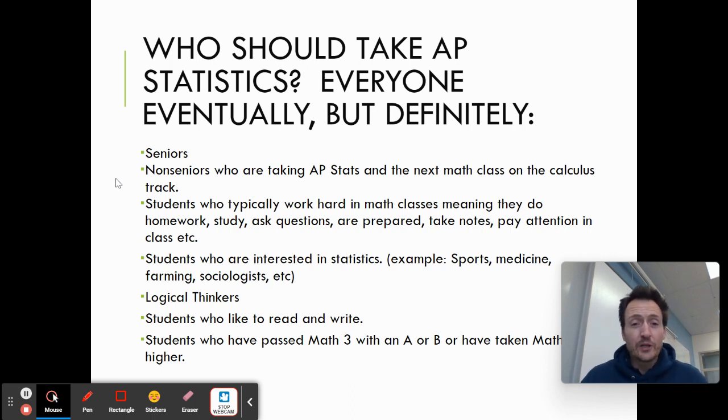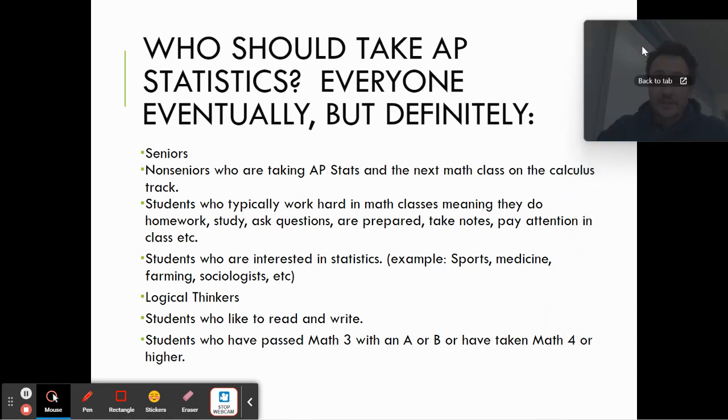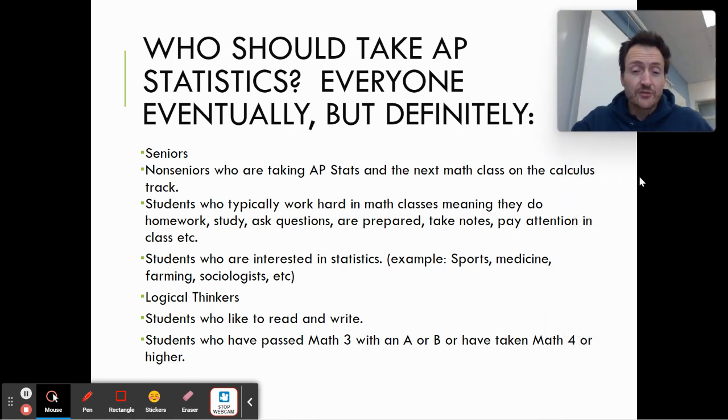But if you are not going to be a senior, you should be taking AP Stats concurrently with whatever your next math class is, and I'll talk to you a little bit about that. And then otherwise, if you're a good student, if you work hard, then the class is for you. Some things, though, this doesn't feel like a math class often, and so you will have to do a lot of reading and writing, so keep that in mind as well.